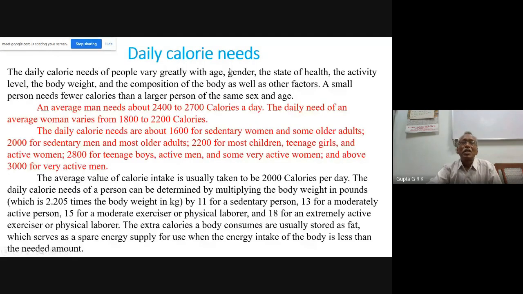So how many calories do we need daily? An average man needs 2400 to 2700 calories per day. The daily need of an average woman is 1800 to 2200 calories. Again, it depends on the activities. If it is a sedentary woman, that is a sitting woman, how much, a sitting man, how much, and for teenage boys and girls, how much. All these things are explained here.